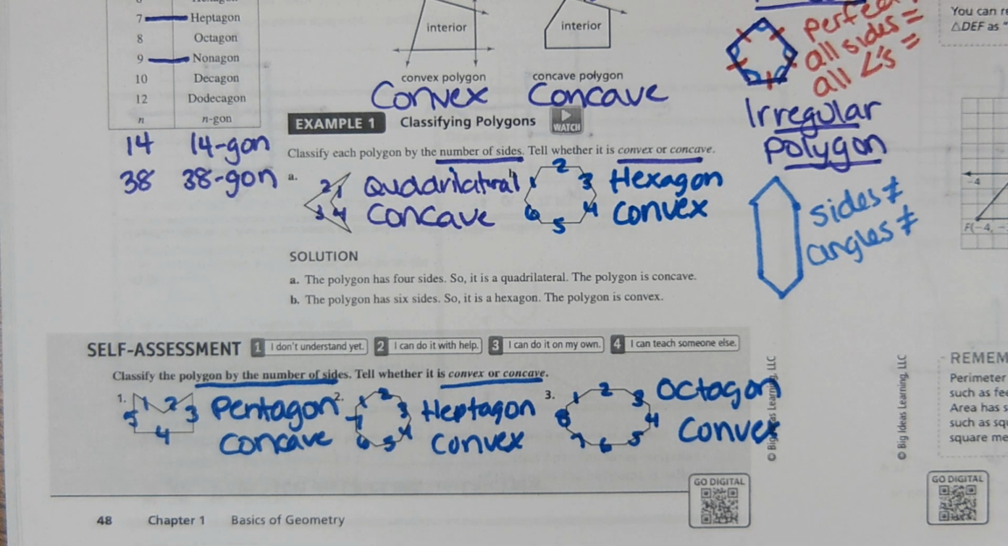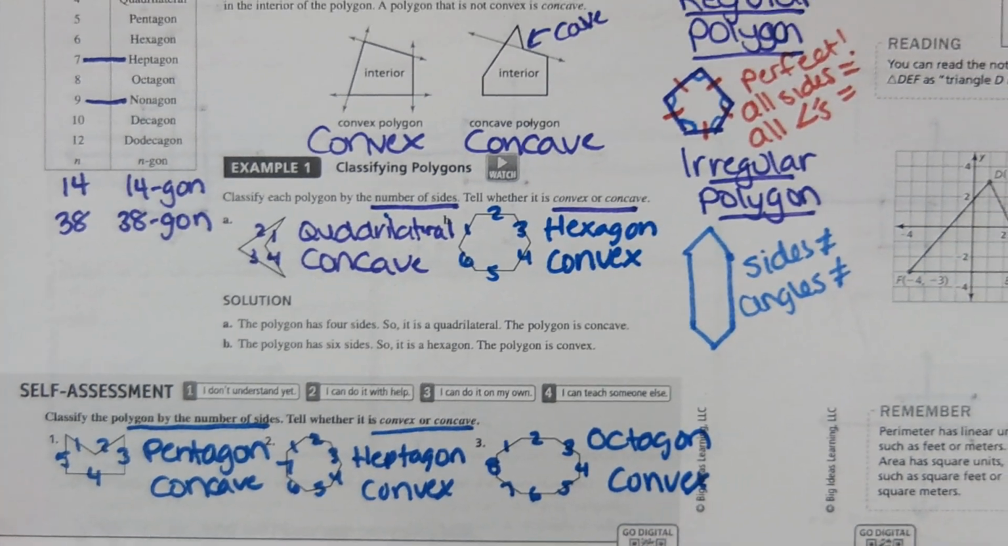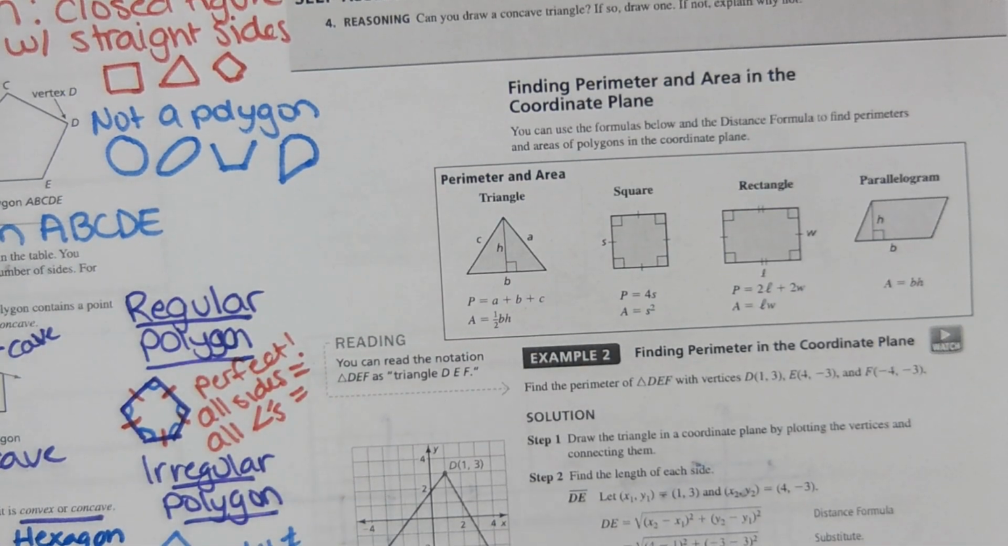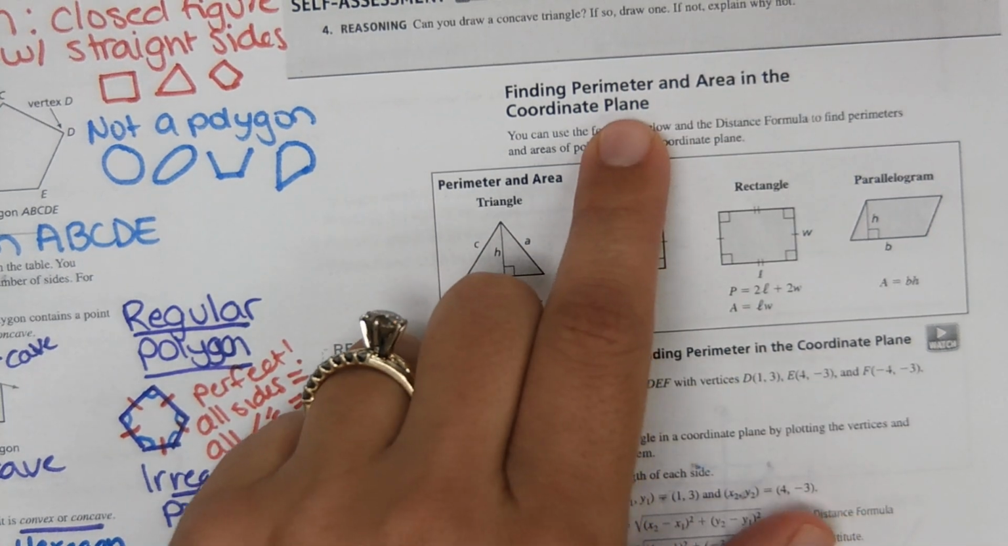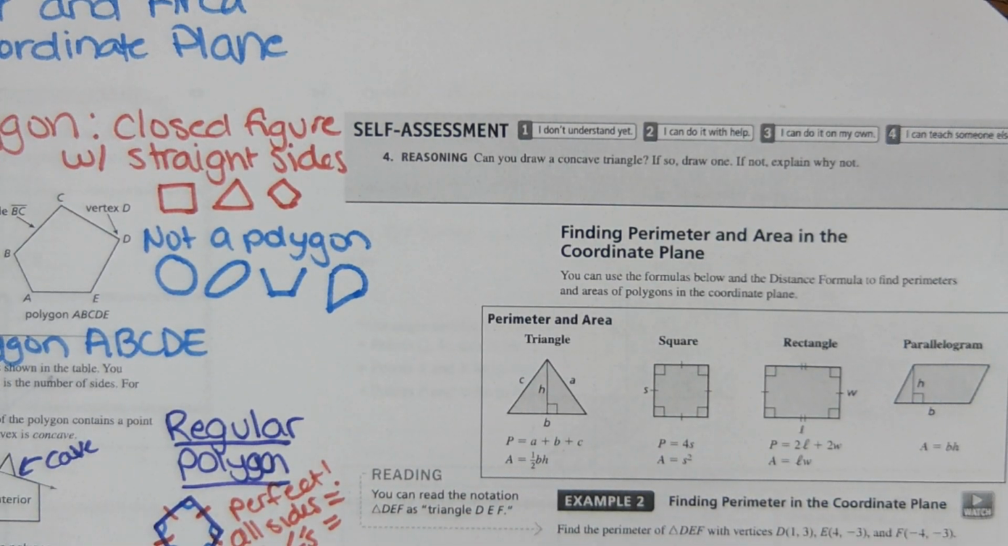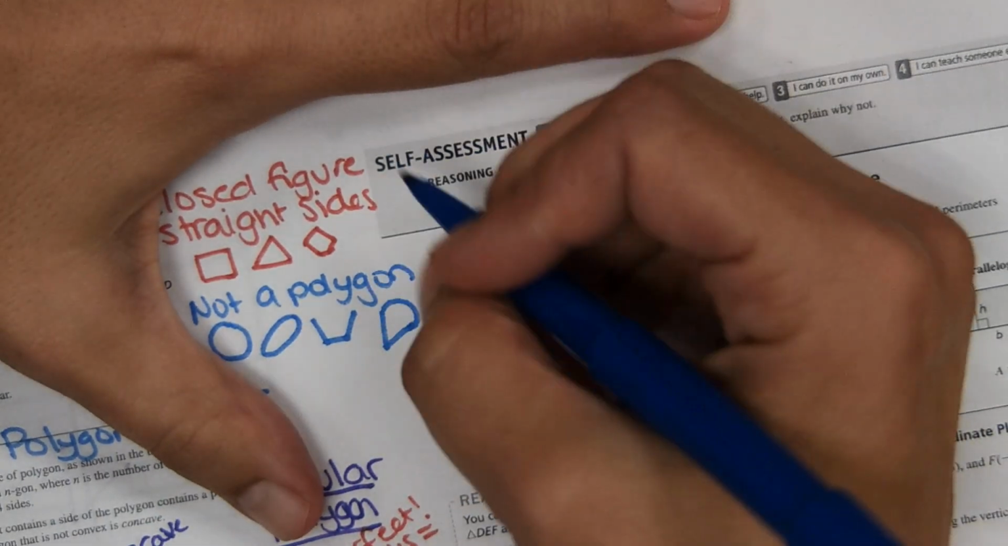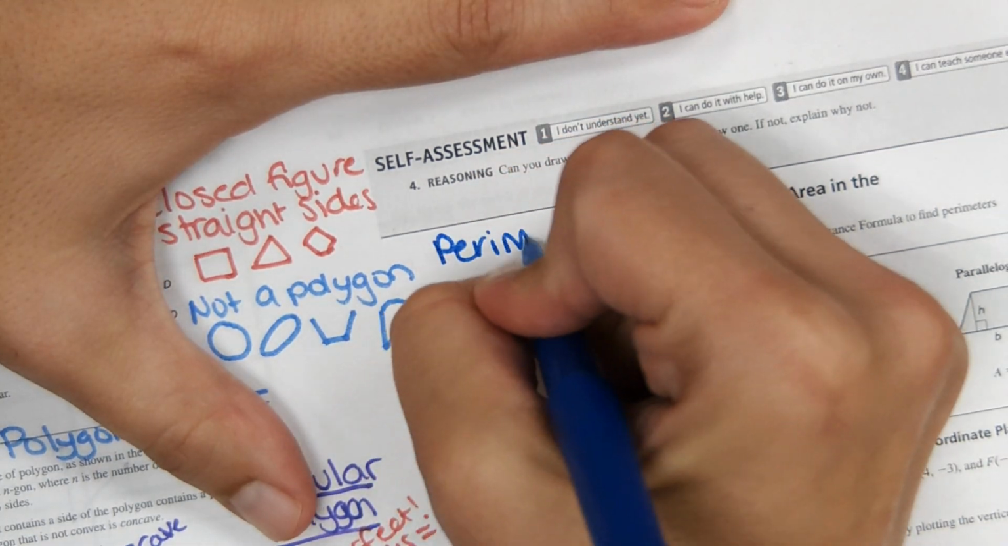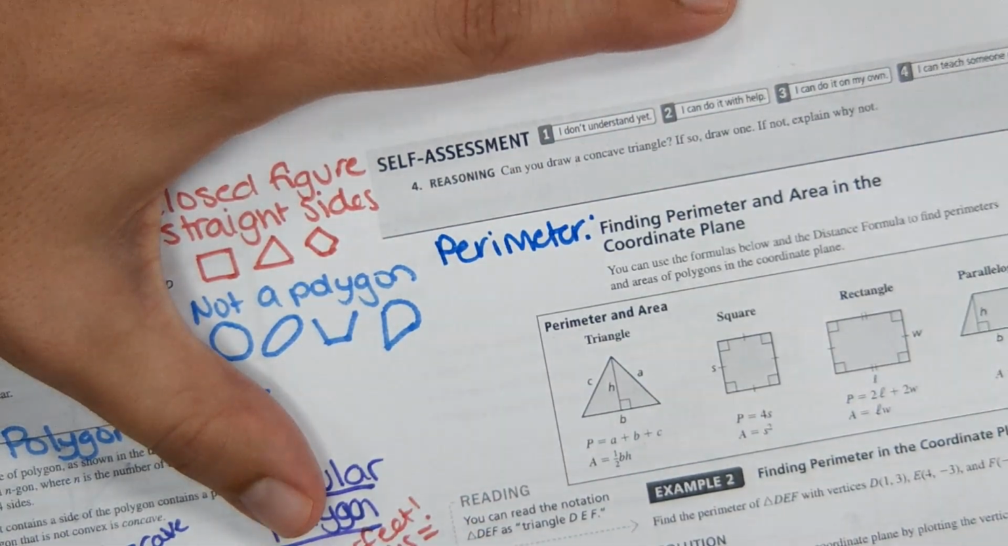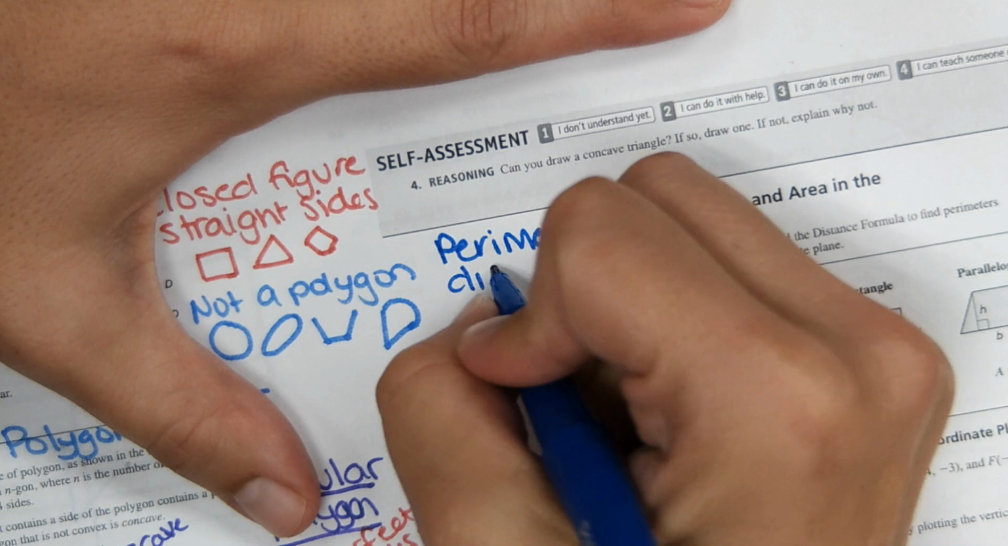Okay. Any questions? Got it? Easy? Okay. Moving on to the next slide. So this starts introducing perimeter and area on the coordinate plane. So just a refresher. Perimeter, I know you've seen this word before. Perimeter is just the distance around a shape.